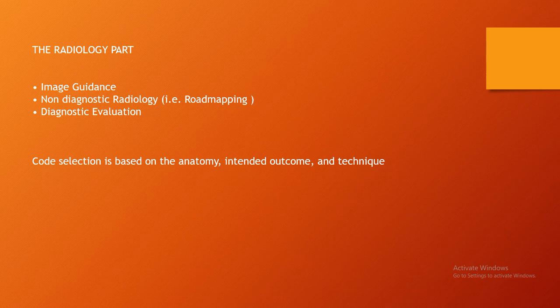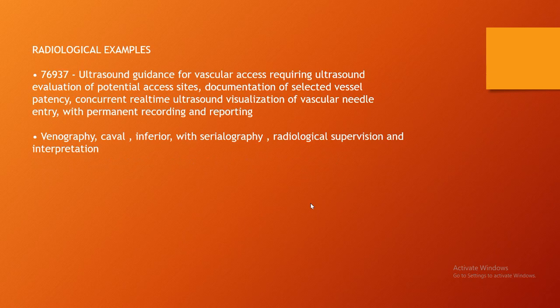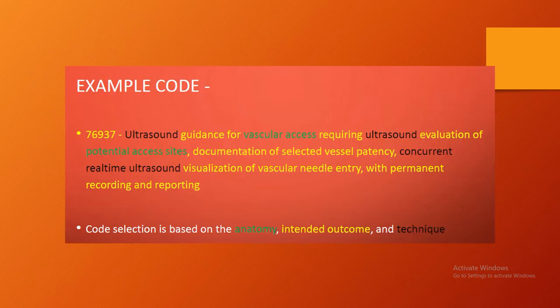Okay, so whenever you want to code the radiology part, you need to choose based on anatomy, intended outcome, as well as technique. Again, we have an example here going further. This is the example for the radiological component. Here also 76937, which is for ultrasound guidance for vascular access requiring ultrasound evaluation of potential access sites, documentation of selected vessel patency, concurrent real-time ultrasound visualization of vascular needle entry with permanent recording and reporting.